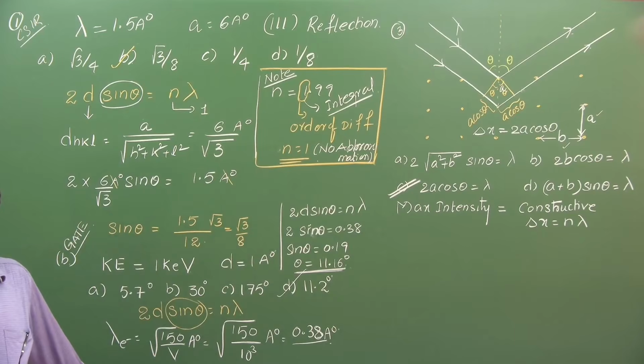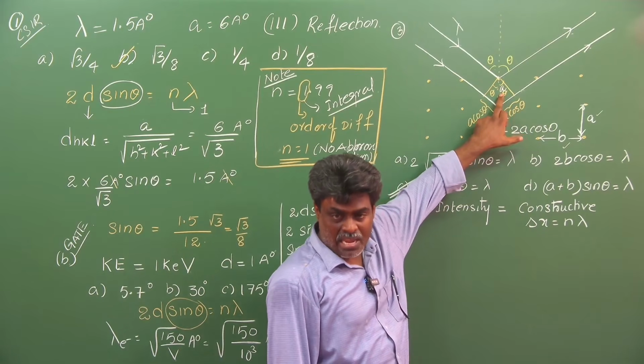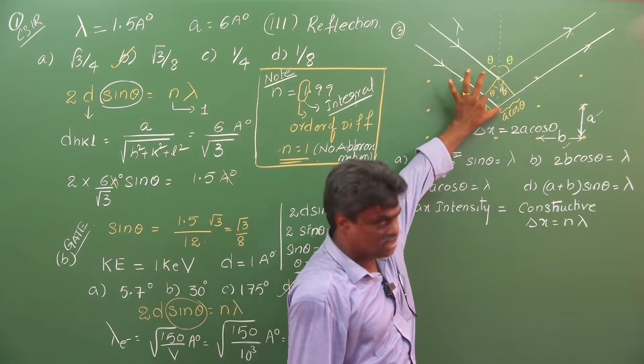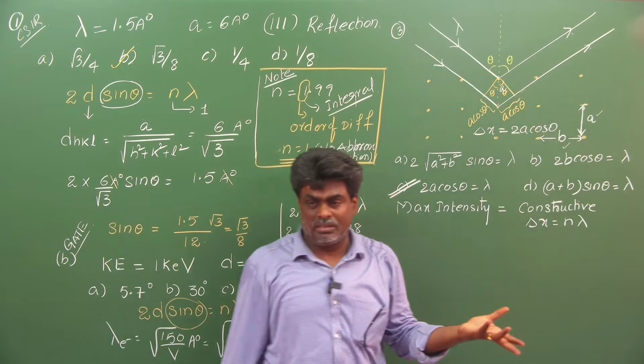Why will you get B? I didn't understand. B is the horizontal distance. What is the interplanar separation given in the question? There is no common sense. Here he has given it clearly. What is this? A. If this is A, what is this? A cos theta. What is this? A cos theta. What is the total?